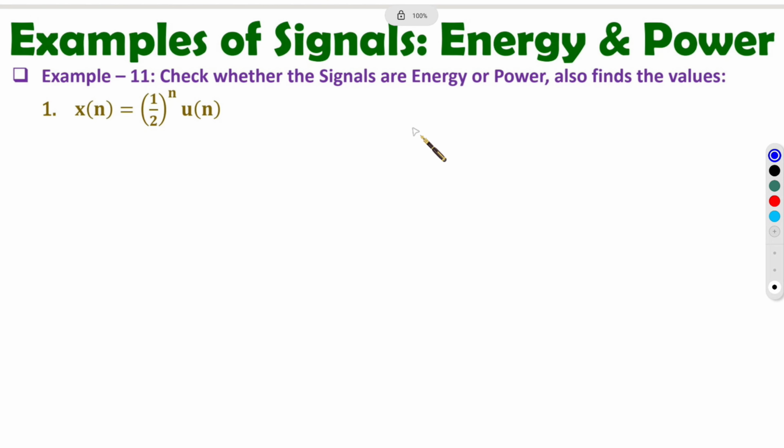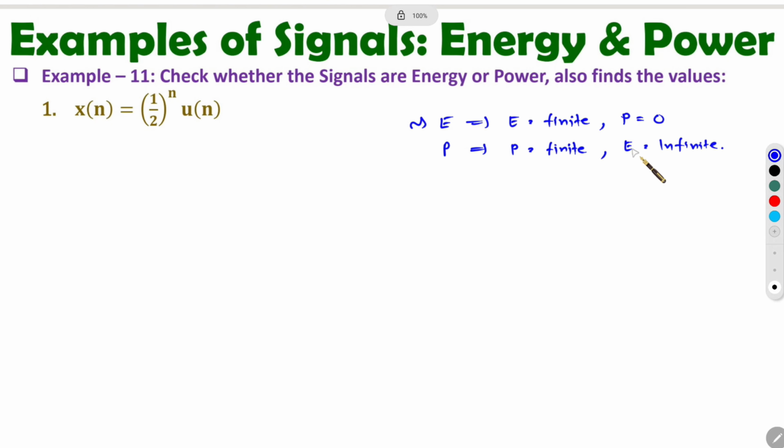See, if you have an energy signal, in that case, we have energy that is finite, and in that case, power will be zero. And if you have a power signal, then power will be finite. For a power signal, power is finite and energy is infinite. So that is the basic thing that one should know.